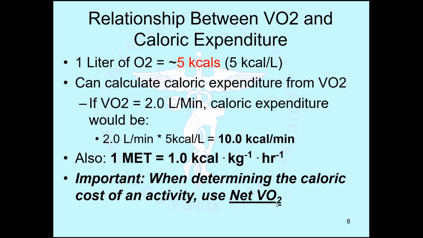When we try to determine the caloric cost of an activity, like how much energy are you expending jogging or walking or riding a bike, we want to make sure we're using net VO2, because what we're concerned with is how much energy we're expending in excess of resting metabolism. Because you're going to spend your resting metabolism regardless if you're sitting on the couch or exercising. So what you're commonly interested in is how much energy you're expending on top of, or in excess of, your resting metabolism.